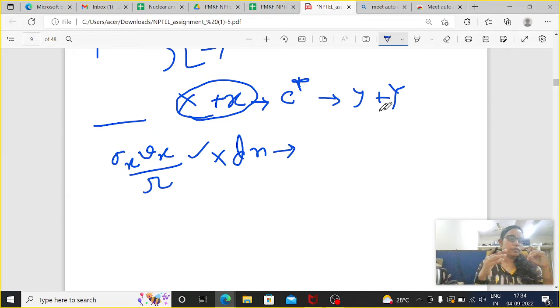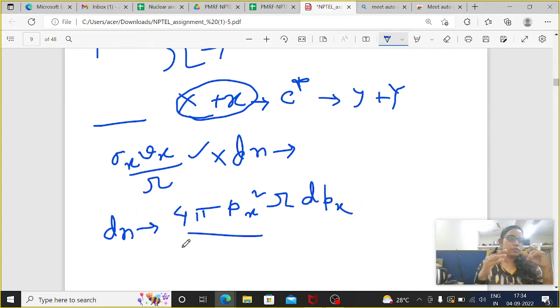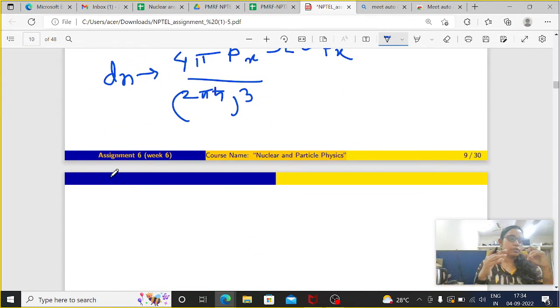Let's say at first, what is dn? dn comes from Boltzmann statistics. The calculation is 4 pi p square omega d px divided by 2 pi h bar whole cube. So this is the value of dn, right? If I calculate that expression, sigma x Vx divided by omega into dn, that will be the probability of formation of the compound nucleus in that given channel, capital X plus small x. The probability of formation of the compound nucleus is sigma x Vx by omega into dn.